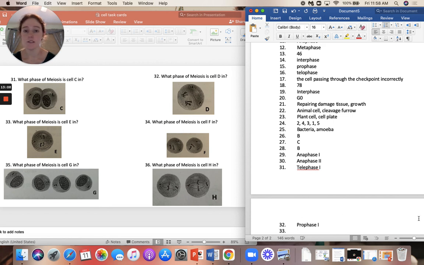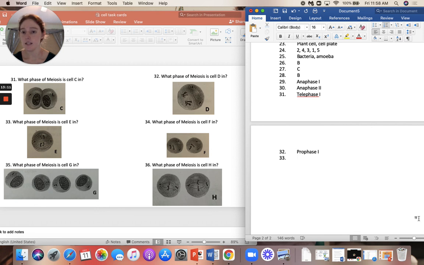What phase of meiosis is cell E in? So we have 1 cell, so we know it's meiosis 1, and it looks like they're lining up in the middle this time, so I'm going to go with metaphase 1. What phase of meiosis is cell F in? We have 2 cells in this picture here for F, so it's going to be meiosis 2, and you can see that the spindle fibers have started to form, the centrioles are there, so it's going to be prophase 2.